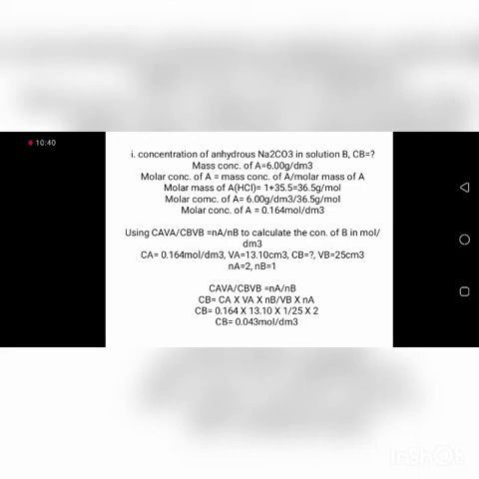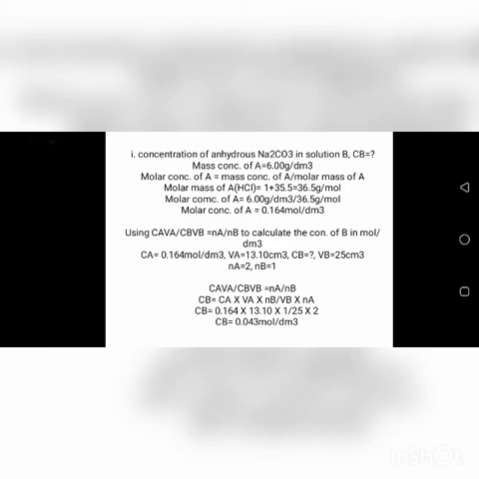So from there we insert our value. Molar concentration of A is equal to mass concentration, which is 6 grams per dm cube, divided by molar mass, which is 36.5 grams per mole. So molar concentration of A will be equal to 0.164 mole per dm cube. What we just did was convert the mass concentration that we were given in the question to molar concentration.